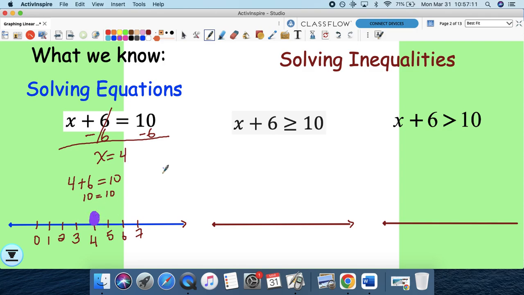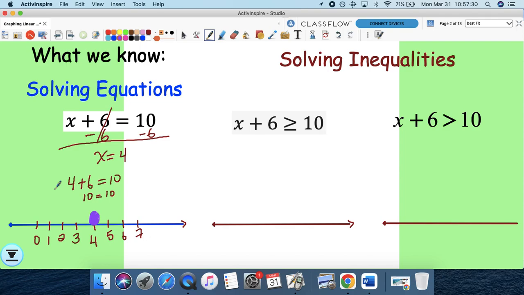And you can try other numbers. Pick 5, plug it in here, and go 5 plus 6, and you'll know that you get 11, and definitely 11 is not equal to 10. Or pick a value to the left of 4, I don't know, pick a 0, and you get 0 plus 6, and 0 plus 6 is 6, which is not equal to 10. So the only value that works is 4.